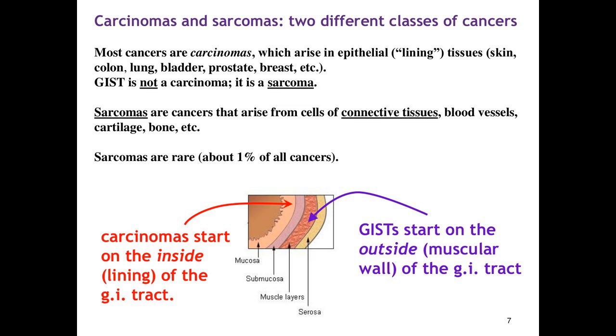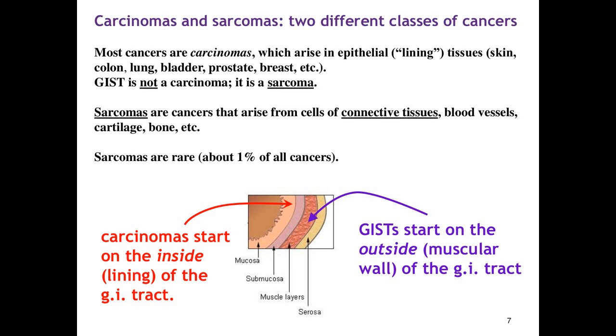GIST does not belong to that group of diseases. It's a different class of cancers called sarcomas. Sarcomas do not arise from these epithelial lining tissues. They arise from a different kind of tissue, cells that are part of connective tissues, such as the blood vessels, cartilage, bone, and other internal connective tissues in the body.